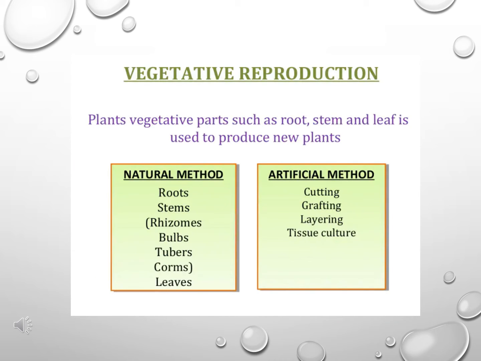Vegetative reproduction. In this method, new plants are produced from the vegetative parts like the root, stem or leaves. It has two methods, natural method and artificial method. The natural method involves roots, stems and leaves, whereas the artificial method has cutting, grafting, layering and tissue culture methods. In the upcoming slides, we will be learning about the natural method and artificial method in detail.